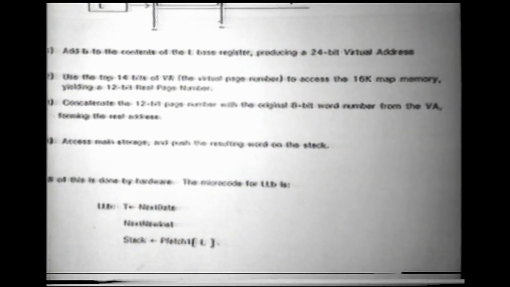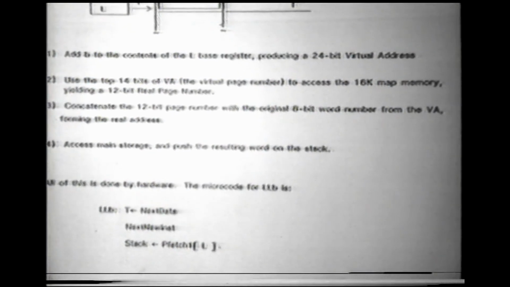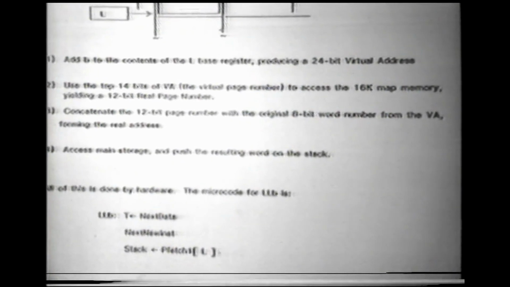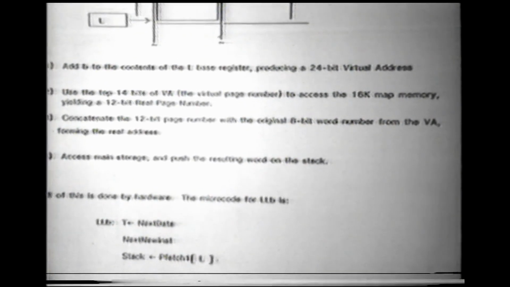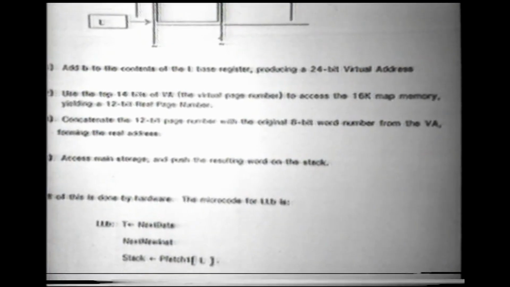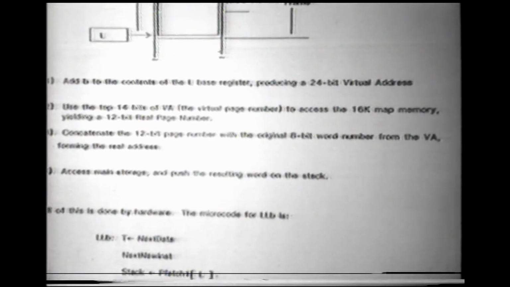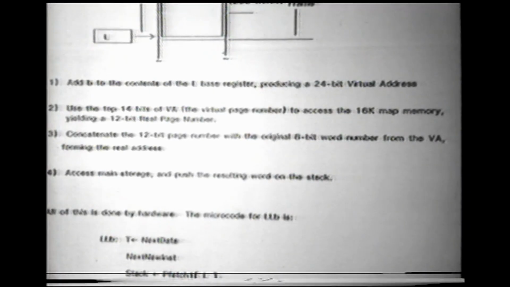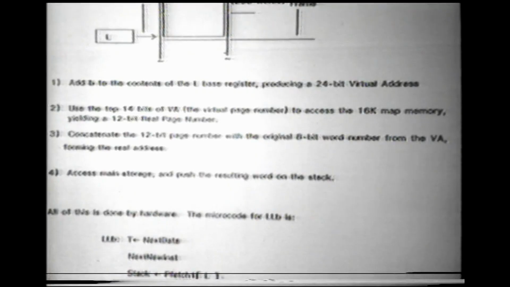Then you must take the top 14 bits of that, which are the virtual page number, use them to access the map. And that will give you back a 12-bit page number, real page number now. Concatenate that with the original 8-bit word number to form the 20-bit real address. Yes, 20, good. Access main memory, take the resulting data, and stick it onto the stack. The microcode for that is the following.